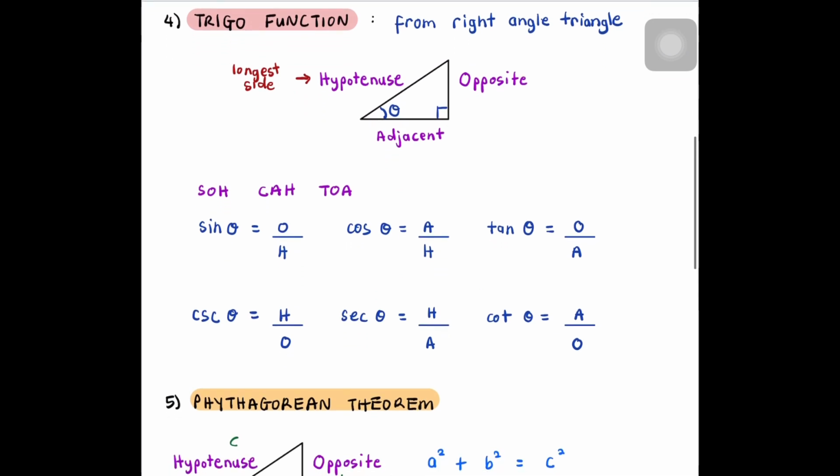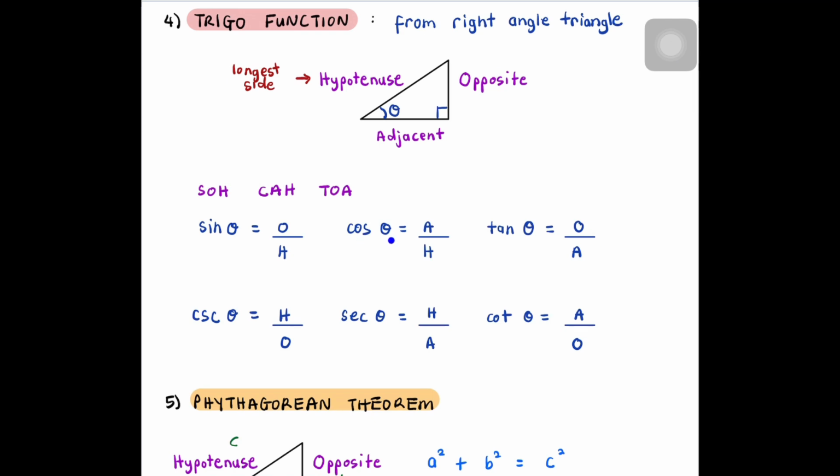Okay, the next one is about the trigo function, where you have this triangle we call a right angle triangle. Why? Because one of the angles is 90 degree. So the side here we call the adjacent, this one we call the opposite, and the longest side here we call the hypotenuse. Let's say this is your theta. So to find the sine theta, how can you have the sine theta value? Opposite over hypotenuse.